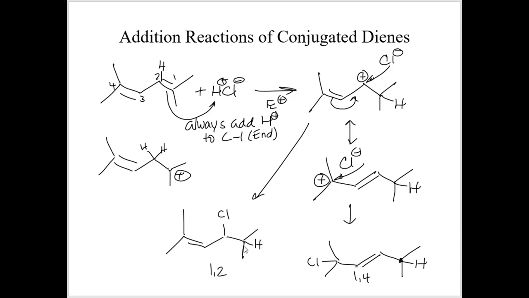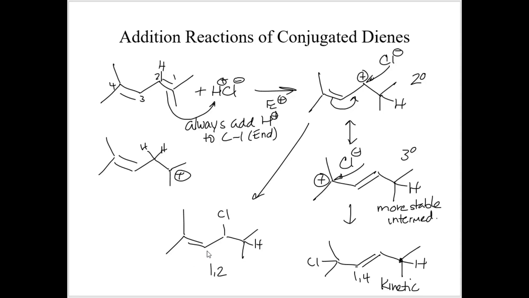Now, which one of these two products is kinetic and which one of these two products is thermodynamic? We have to go back to the basics and say, what is the more stable intermediate here? The secondary allylic or the tertiary allylic? Well, this would be the more stable intermediate, right? And what that means is that this product is the kinetic product, because the kinetic product comes from the more stable intermediate.